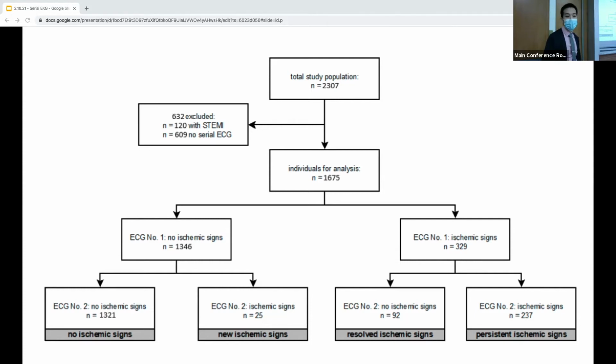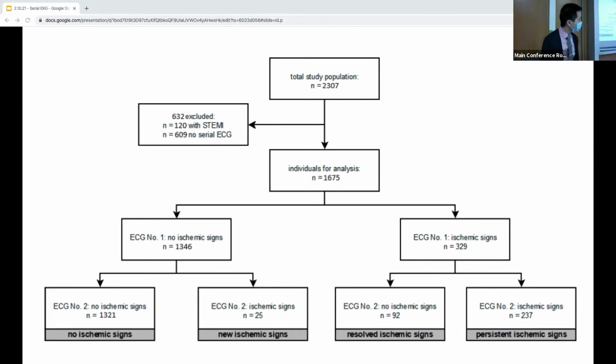On the far left, you'll see that a majority of the patients ended up in the group with no ischemic EKG signs. And for this study, they defined it very, very broadly as just any ST abnormalities or any T-wave inversions. They didn't really specify what kind of T-wave inversions, what ST abnormalities, but that was their definition.